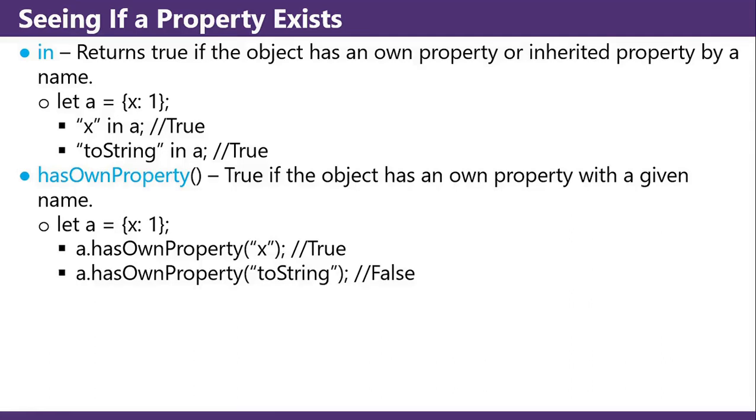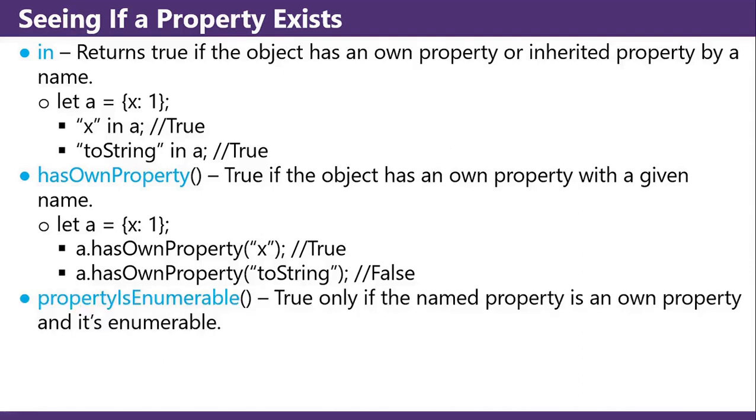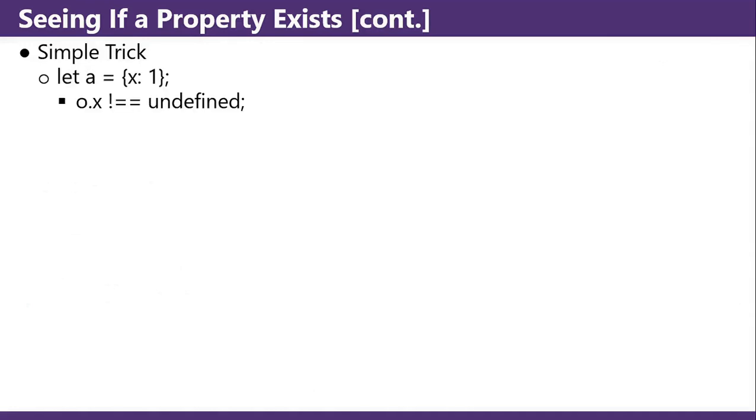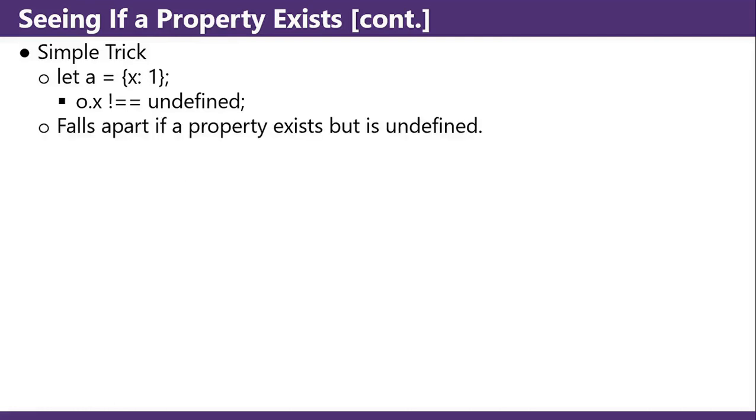A.hasOwnProperty('toString') is false, because it's not an own property, it's inherited from Object.prototype. propertyIsEnumerable is true only if the named property is an own property and it's enumerable. Seeing if a property exists? Simple trick: let A = {x: 1}. A.x !== undefined, but this falls apart if a property exists but is undefined.